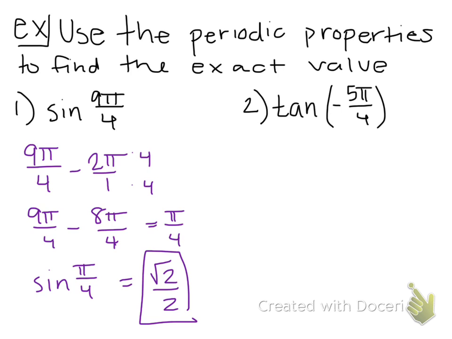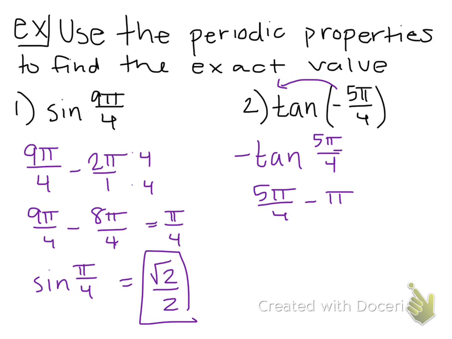For number 2, we can use our even-odd identities, which says the negative goes out front. And now we're dealing with a positive 5 pi over 4. The period for tangent is pi, so I'll do 5 pi over 4 minus pi. So this will become 4 pi over 4, and now I'm at negative tangent of pi over 4.